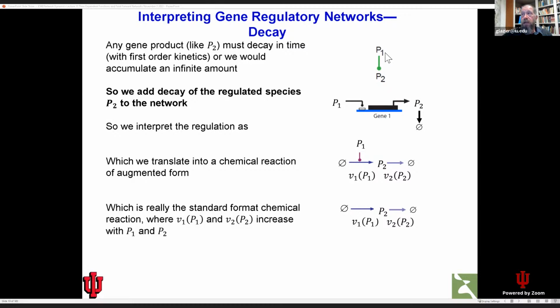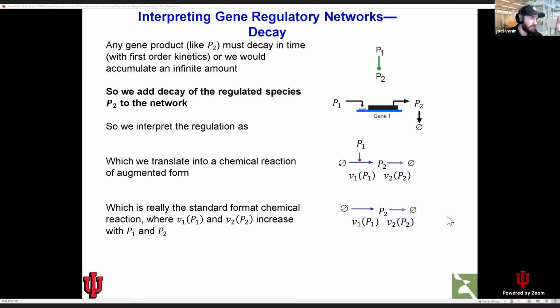And so there's always an implication when you see P1 lollipop P2 that P2 decays. And so you're always going to interpret this as first order decay. And so actually this P1 goes to P2 actually turns into nothing goes to P2 at a rate depending on P1. P2 goes to nothing at a rate depending on P2. And so there's a certain amount of interpretation that you have to do when you see a diagram like this to turn it into something that's computable.